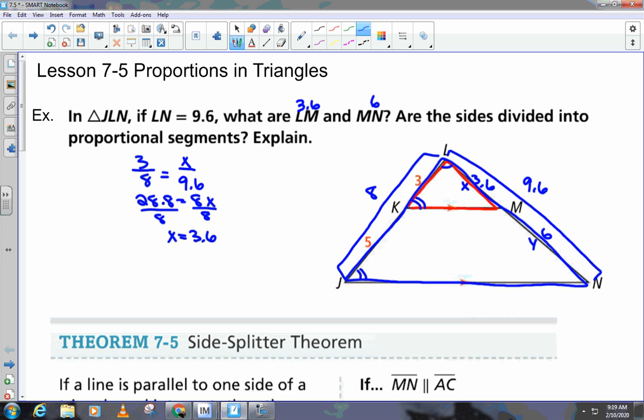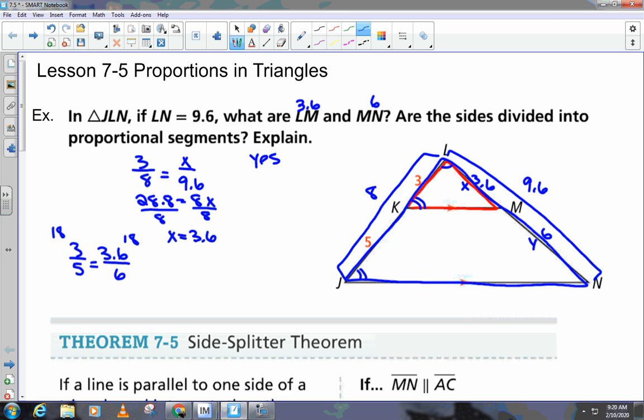Now my second question, it says, are the sides divided into proportional segments? Okay, so we have this line here, KN. Does it divide the sides into proportional segments? Well, let's see. If I took 3 is to 5 as 3.6 is to 6, are those proportional? How do I determine that? I can cross multiply, I could divide them out. 5 times 3.6 is 18, and 3 times 6 is 18. So yes, the sides are proportional.